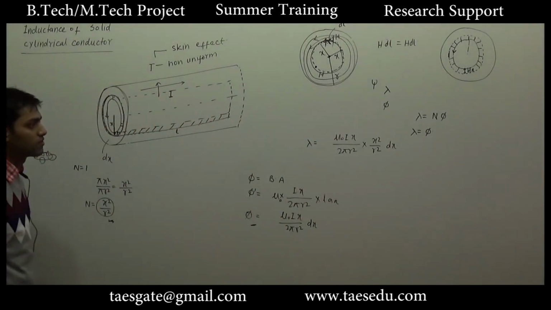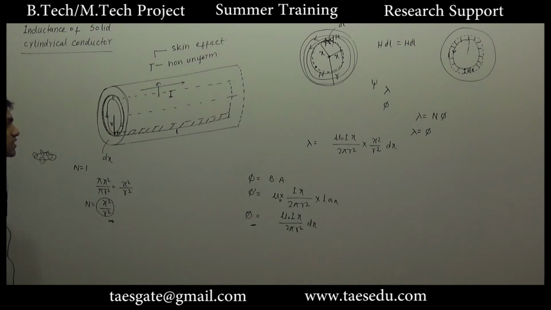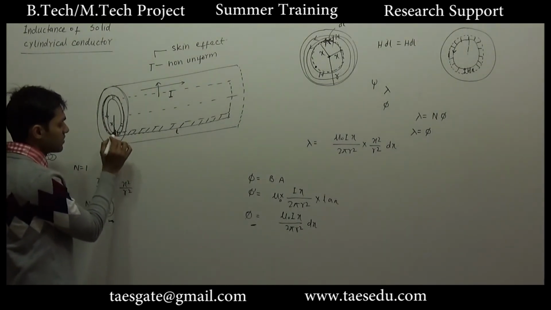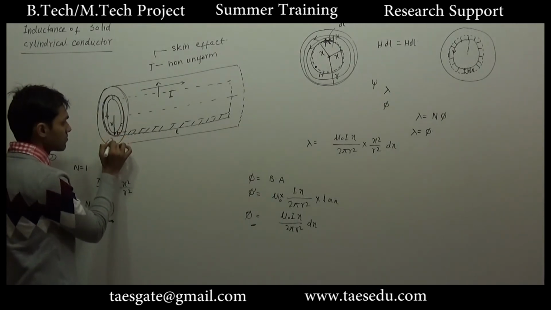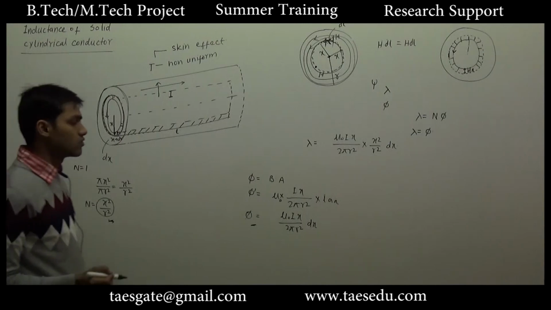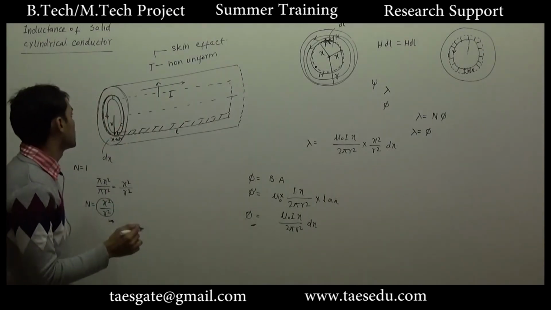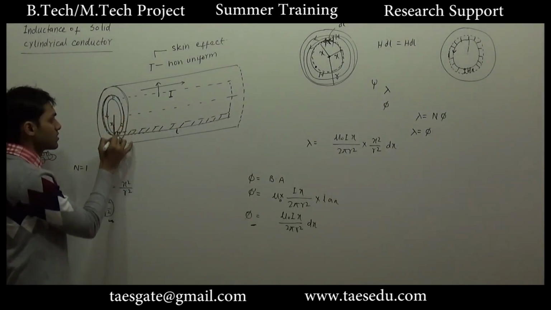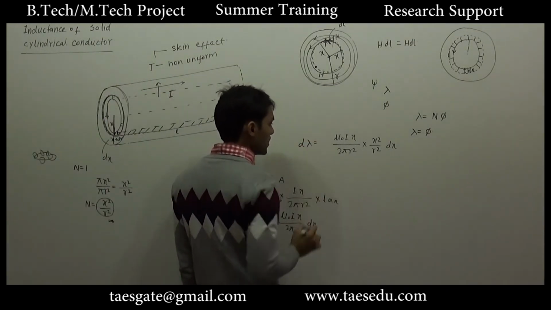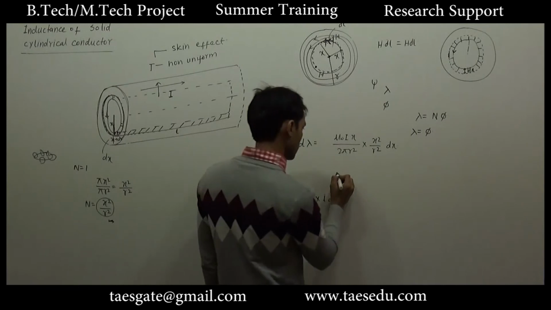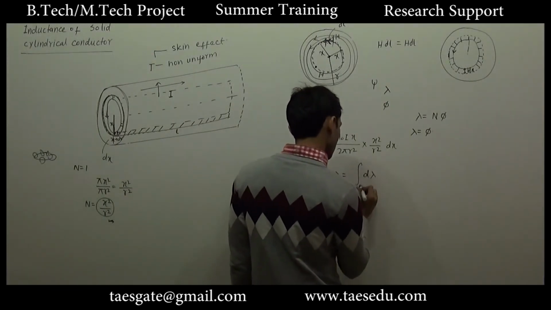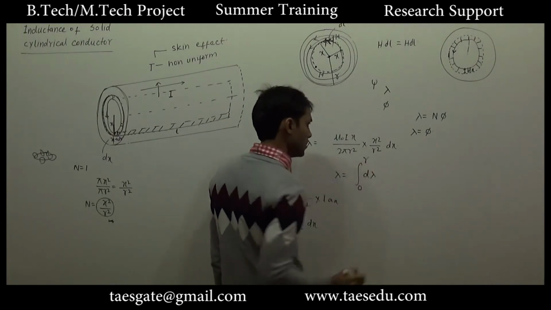So this is the total flux linking with the conductor, and where is the total flux? This flux is between x to x plus dx, but we have to calculate the whole flux, starting from 0 radius to r radius. So this will be the elemental flux. So the total flux will be the integration of elemental flux from radius 0 to r.